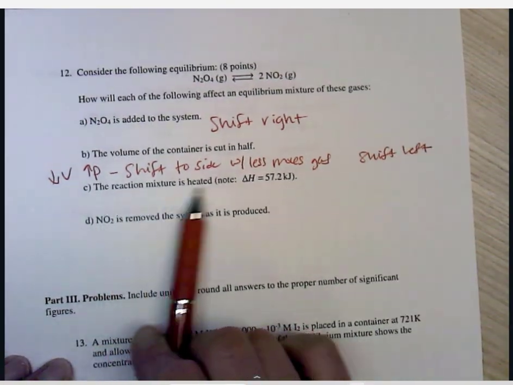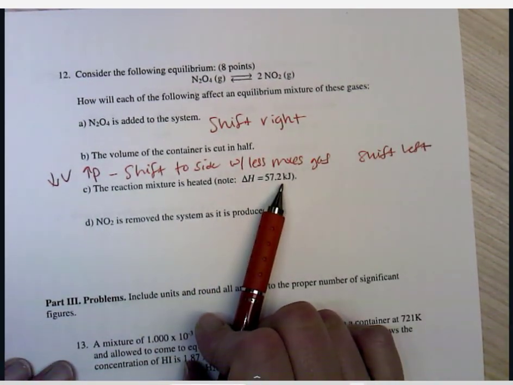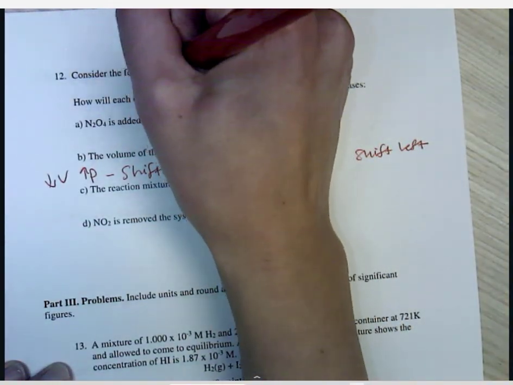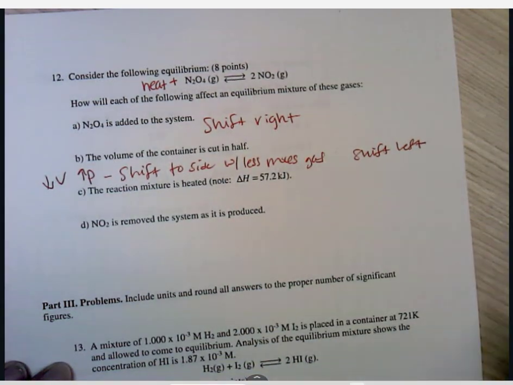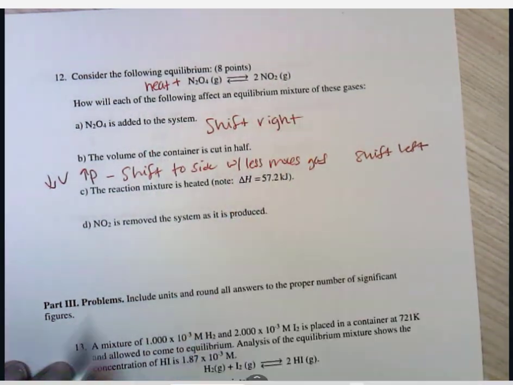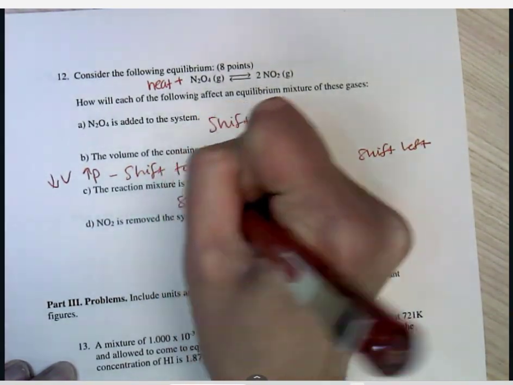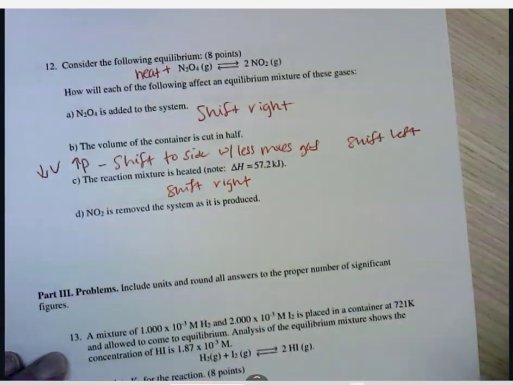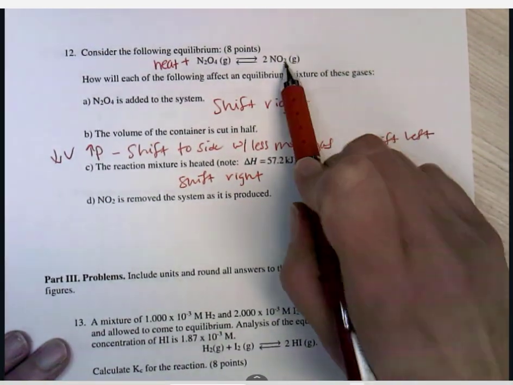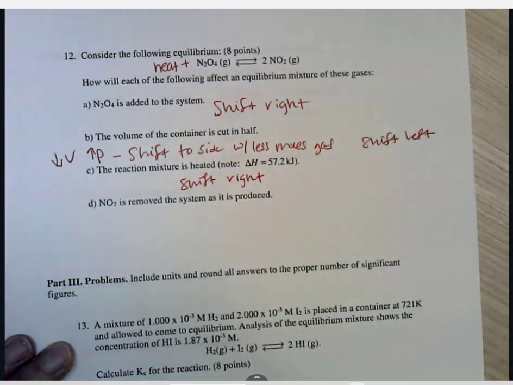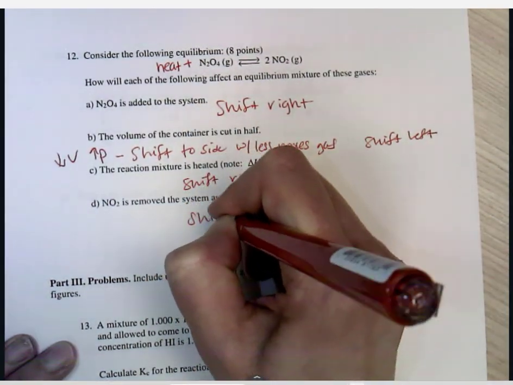The reaction is heated. I do need to know something about the delta H in order to answer this question. This is a positive delta H. That means it's endothermic. So I'm going to write the word heat over here on the left. If I increase the heat, then it would shift to the right. And then finally, NO2, a product, is removed, so that will make not enough product, so it will shift to make more to the right.